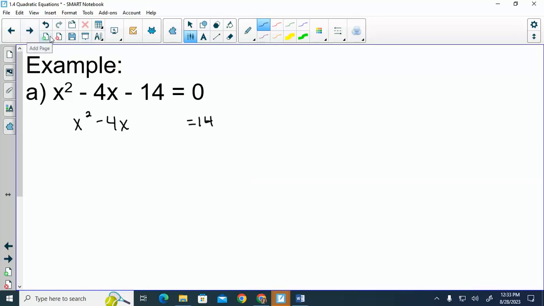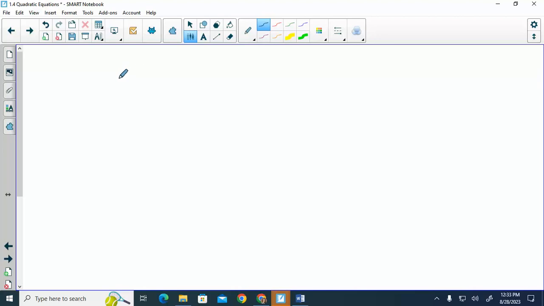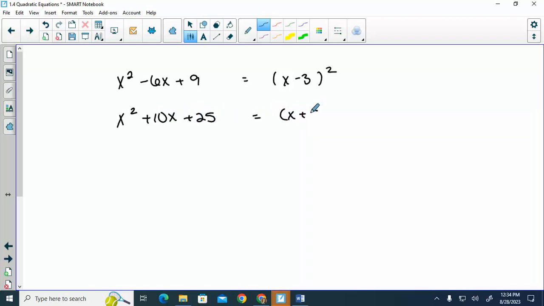To do that, think about a perfect square. If I said x squared minus 6x plus 9, what does that factor into? So x minus 3 squared. If I said x squared plus 10x plus 25, what does that factor into? If I said x squared minus 24x plus 144, what does that factor into? Okay, these are perfect squares.